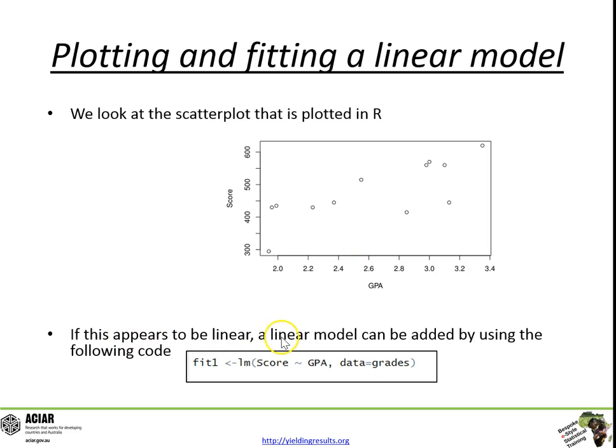It does appear to be linear, and so if it is, we might want to fit a linear model using the following code. And this again is very easy. First of all, you can see we're using our data equals grades. We're fitting a linear model, well, this is lm, open brackets, score tilde GPA, so that's explaining our linear model.